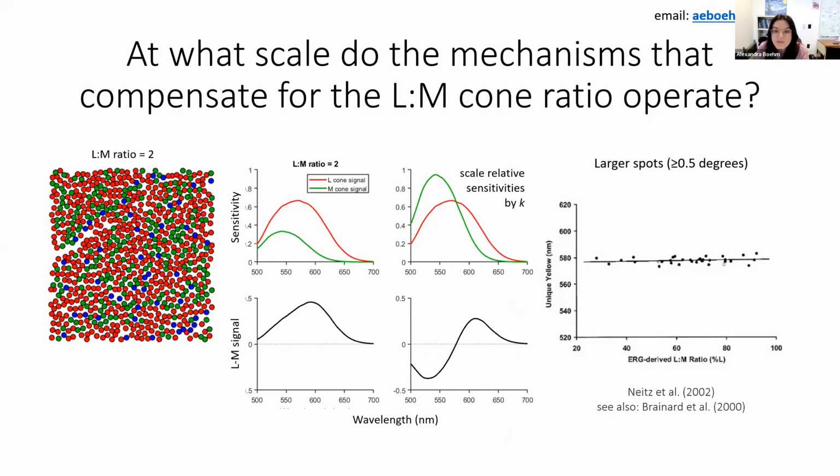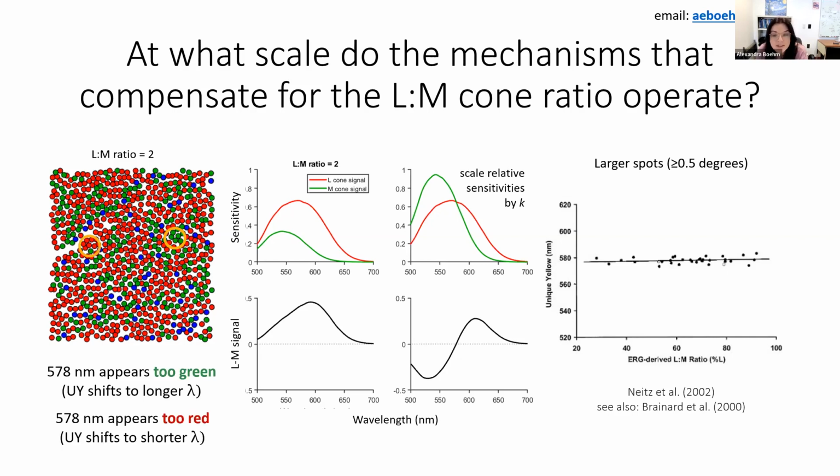And if we think about this within the same individual, if the same scaling factors then applied to every M cone in the mosaic, then a problem emerges when stimulus size is reduced. So if we target this patch of cones here, where there are fewer L cones than the global average, the L minus M signals would be negative when viewing 578 nanometer light, and therefore they look slightly greenish. And a consequence of this would be that if we measured unique yellow just for these cones, it might require a shift to longer wavelengths of light. The opposite scenario would arise here, where there are actually more L cones than the global average, and unique yellow may shift to shorter wavelengths.